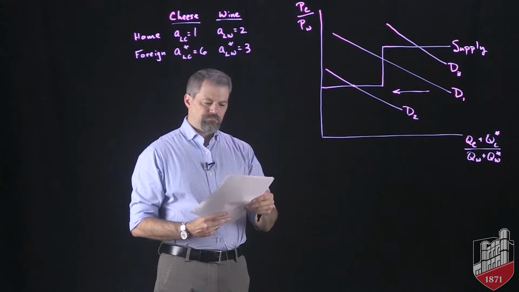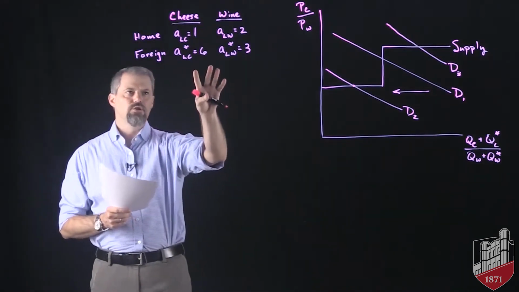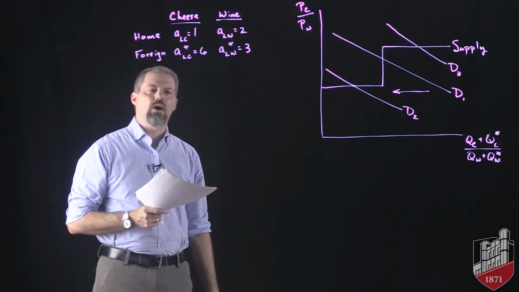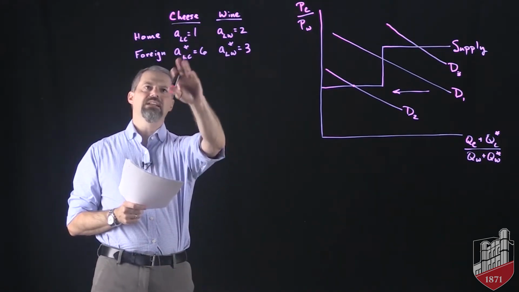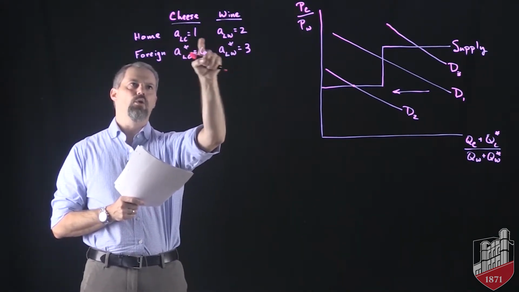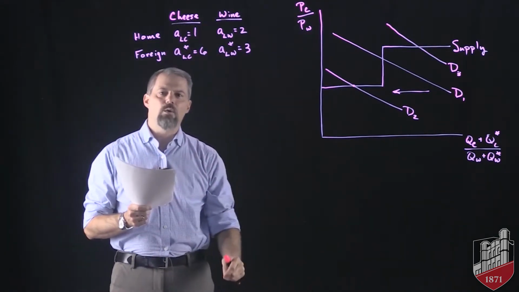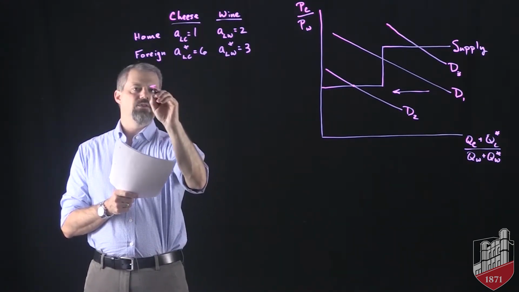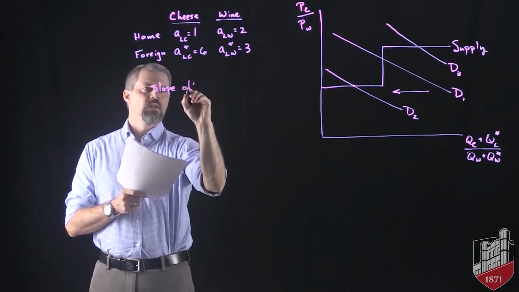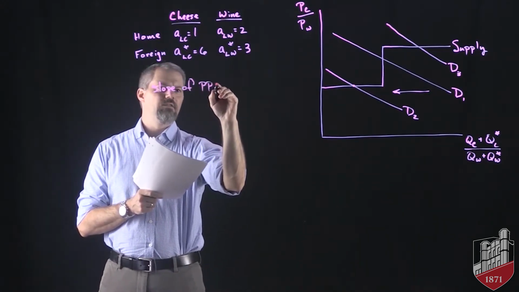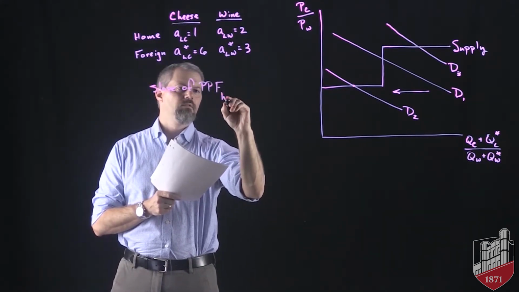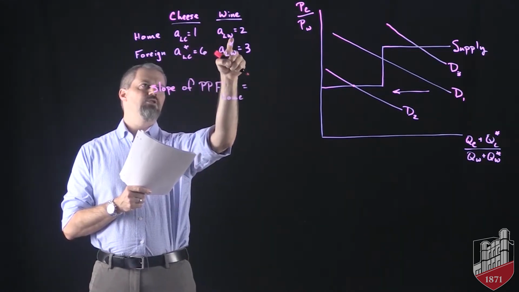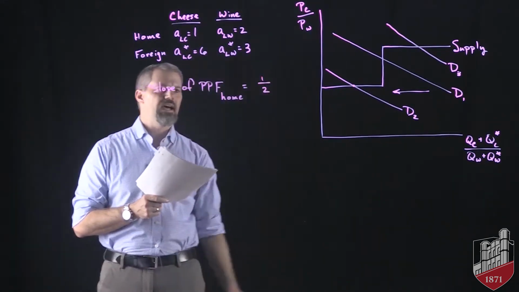Let's talk now about just a quick numerical example. So if I were to give you some numbers for the unit labor requirements, then what you know is that we can easily take these unit labor requirements for Home, 1 and 2, and we can figure out what the slope of their production possibilities frontier is going to be. So the slope of the PPF for Home is going to be the unit labor requirement for cheese divided by the unit labor requirement for wine. It's going to be 1/2.